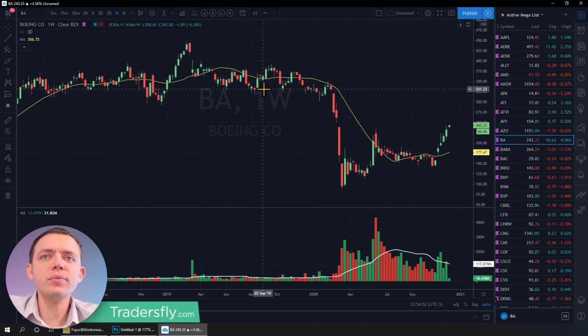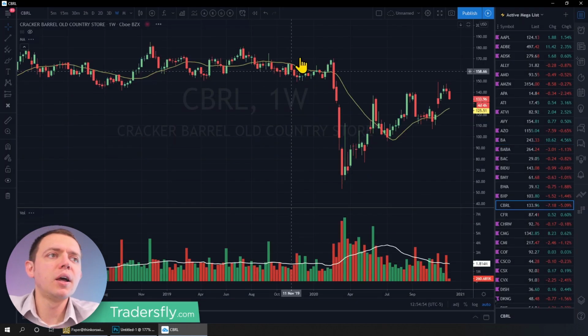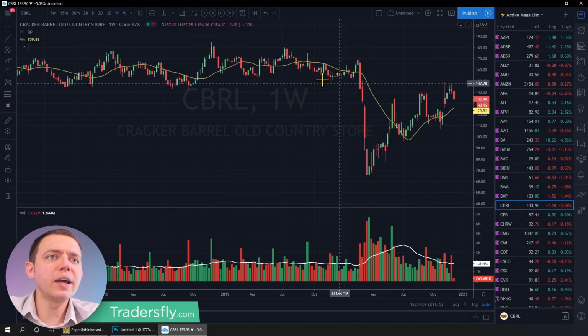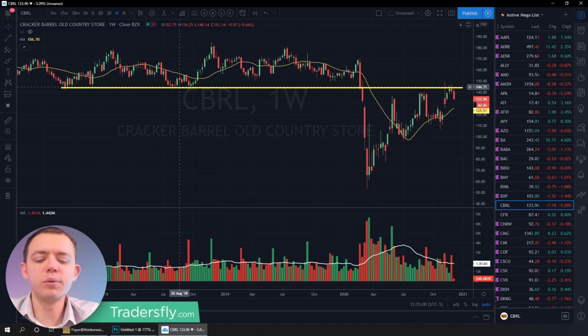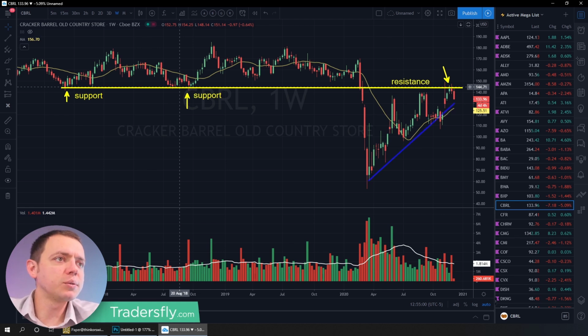So let's look at CBRL. This one, I don't like what I'm seeing. Looking at the weekly, I think it's just getting started, but I think it would be more of a bearish play. So you can see there what's going on. Here is your kind of support level. So again, support, and I think this is where you're at, resistance. So notice what's going on.